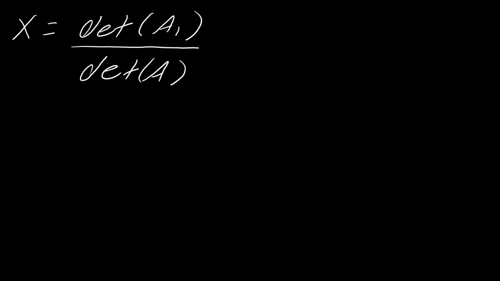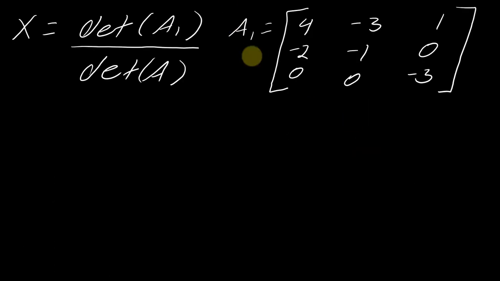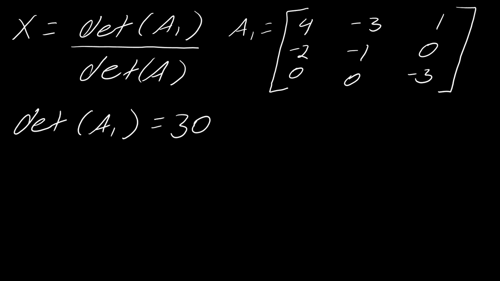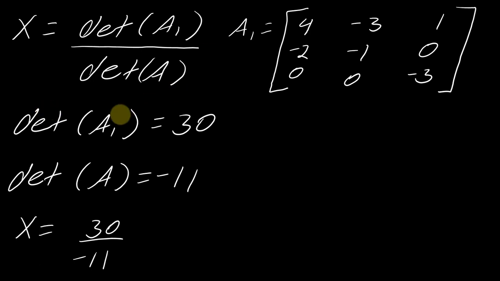First, let's just focus on X for a moment. If I wanted to find A sub 1, remember, I'm going to take this column and replace it with 4, negative 2, 0. So here's what my matrix A sub 1 looks like: 4, negative 2, 0, and everything else is the same. Now I'm going to use technology to find my determinant. My determinant of A sub 1 is 30, and I already know my determinant of A. So to find the solution for X, I take the determinant of A sub 1 divided by the determinant of A. So 30 over negative 11 is my first solution.